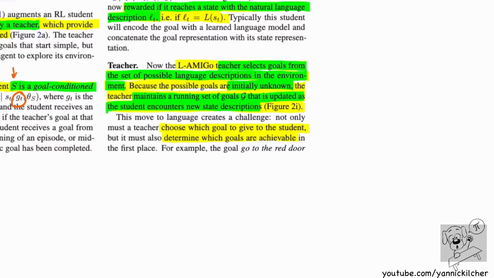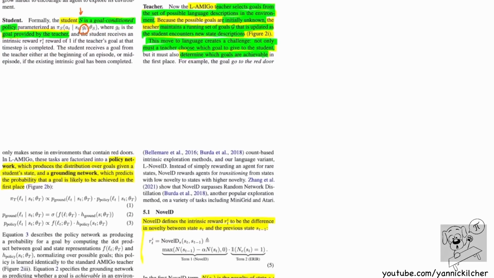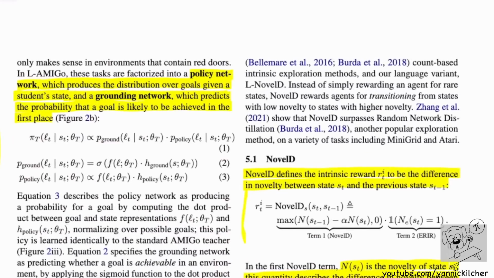The teacher has this move to language, they say, creates a challenge. Not only must the teacher choose which goal to give to the student, it must also determine which goals are achievable. And that's why they train two different networks. There is a policy network, which produces the distribution over goals given a student's state, and a grounding network which predicts the probability that a goal is likely to be achieved in the first place.